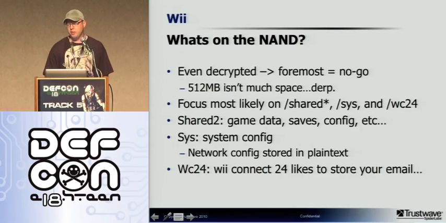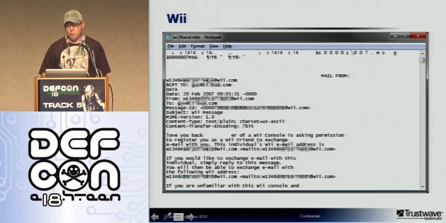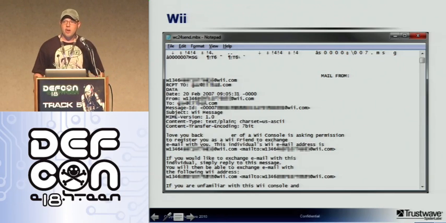And WiiConnect24, for some odd reason, likes to store your email. Now, I bought this Wii used from somebody else. I don't know who thought it would be a good idea, but it will store emails, sent and received. So here, from the previous owner, you can see that he and his girlfriend were talking, because I know the guy and his girlfriend. She's like, hey, I love you back. So why does it store email? Couldn't tell you, but it is on there.